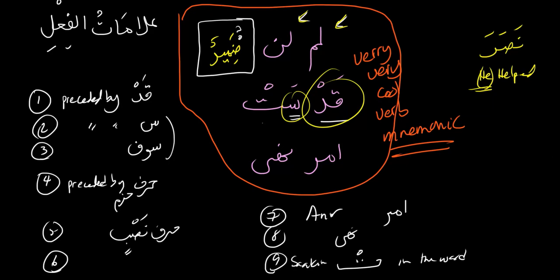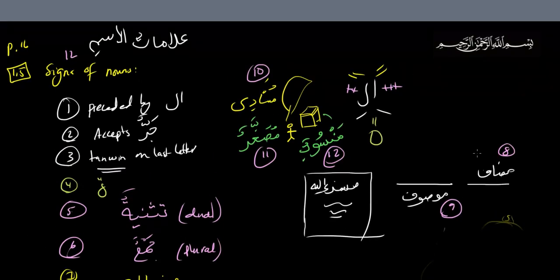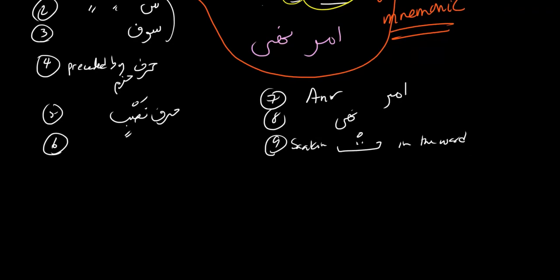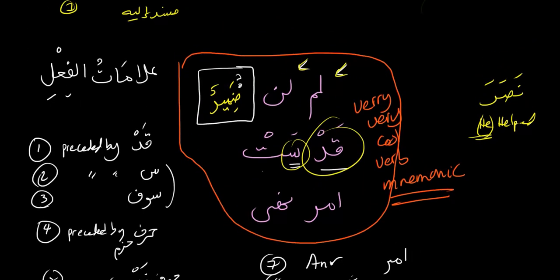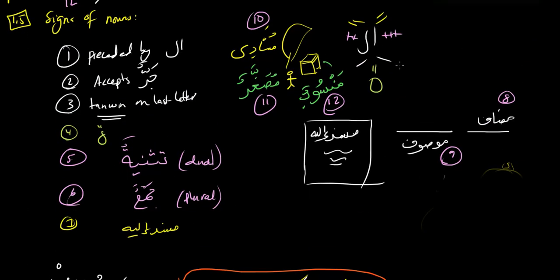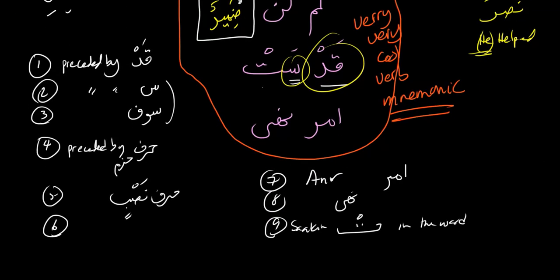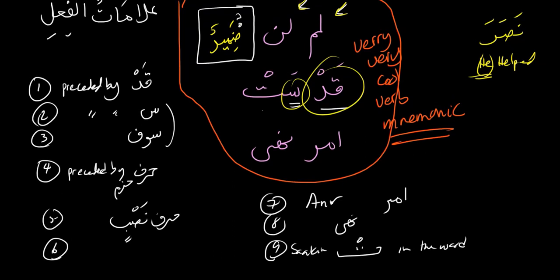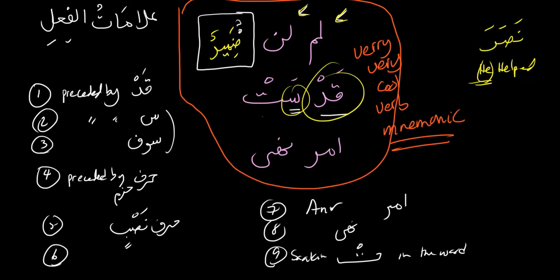If it does not satisfy the qualities of nouns, and if it does not satisfy the qualities of verbs, then it is a harf. Nouns are easy again. Al takes it, accepts the jarr, has tanween at the end, ta marbuta at the end, mudaf, mawsuf, musnad ilayhi, munadi, musaghghar, mansub. Got it. So this is how you recognize alamatul fi'al.